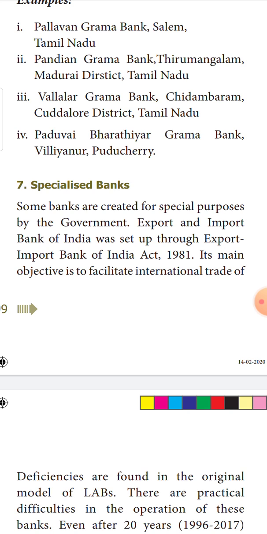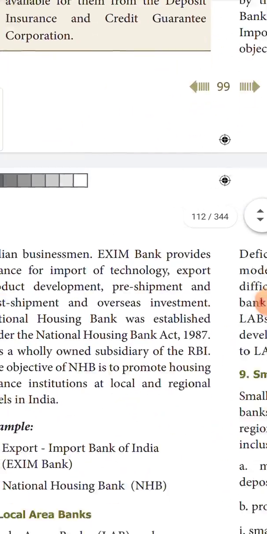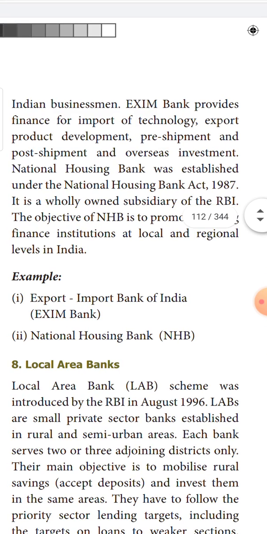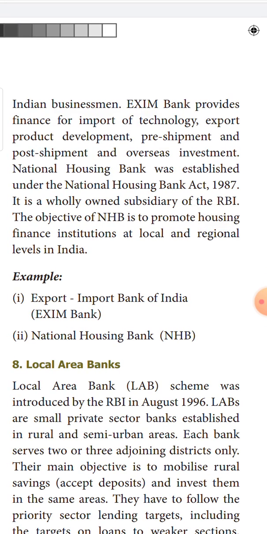So the Exim Bank was started in the year 1981, particularly to facilitate international trade. When we talk of international trade, it includes exports and imports. So to take care of the export and import formalities and to develop international trade, this Exim Bank was developed. This is called a special bank because it performs only that particular function.